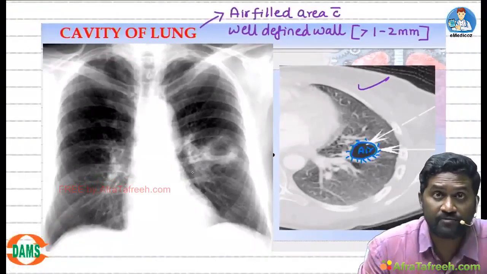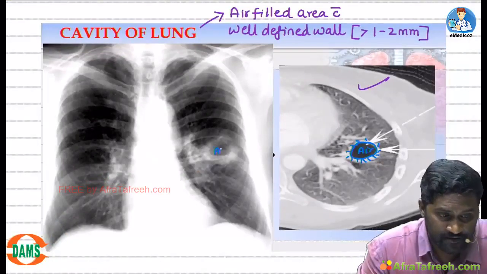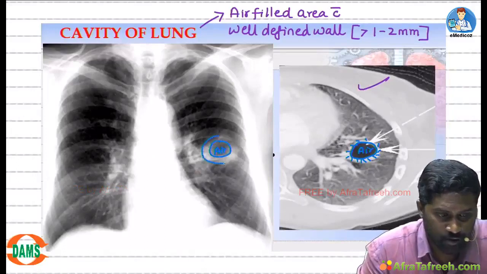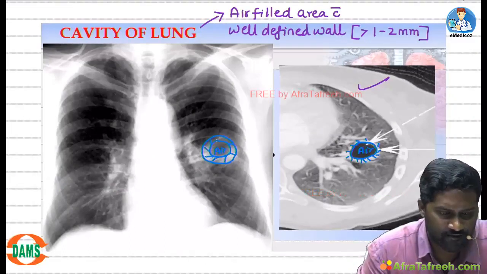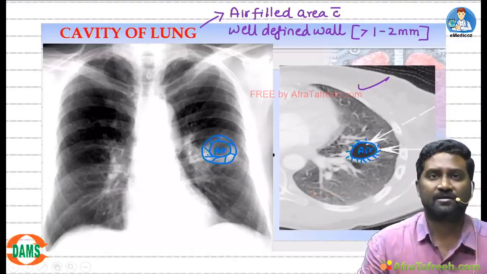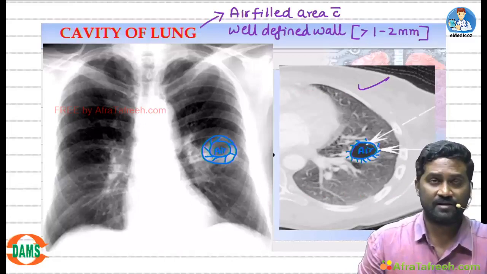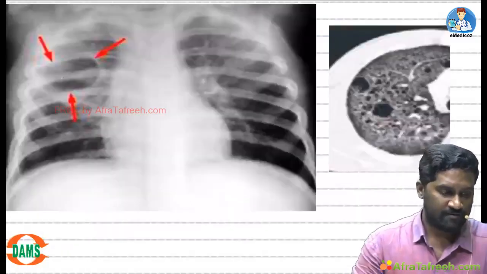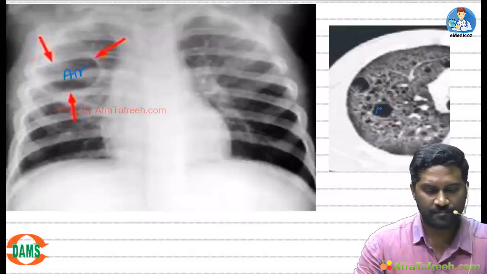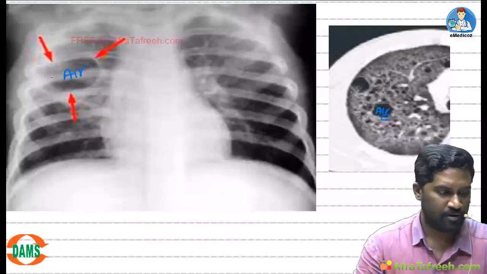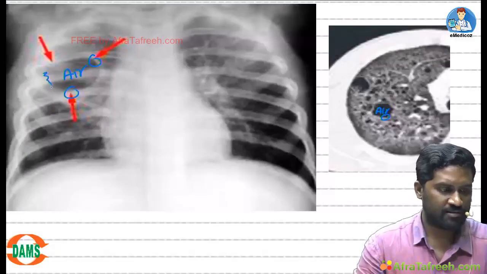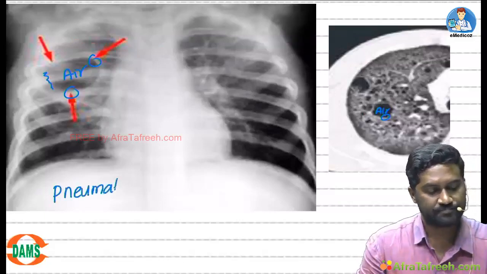Same thing you should also identify on the chest X-ray. This is the air-filled area. Around that there is a well-defined wall. So this is cavity, air-filled area with a well-defined wall. Now I will show you another air-filled area. Tell me, how is this different? This is also an air-filled area, but there is no proper wall. See, you can see wall here only. Here there is no proper wall. This is called pneumatocele.